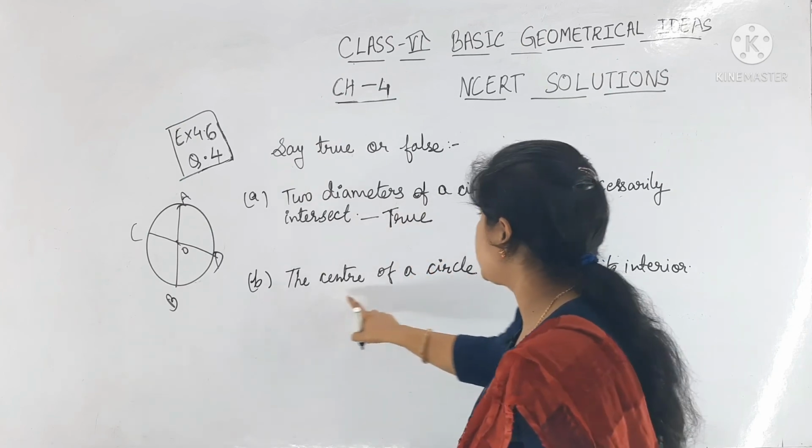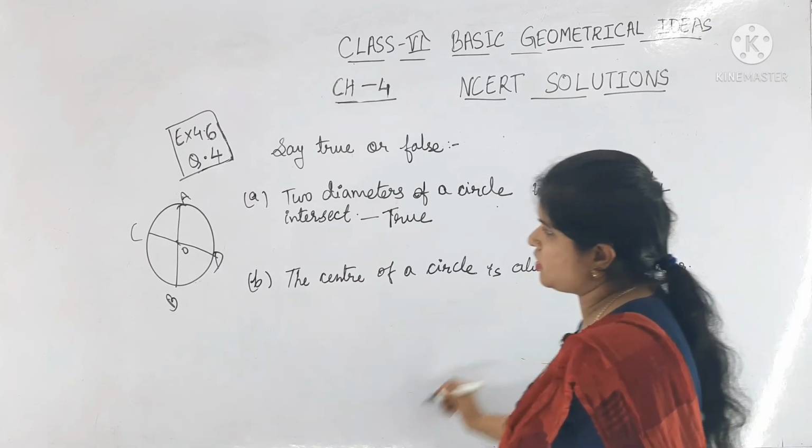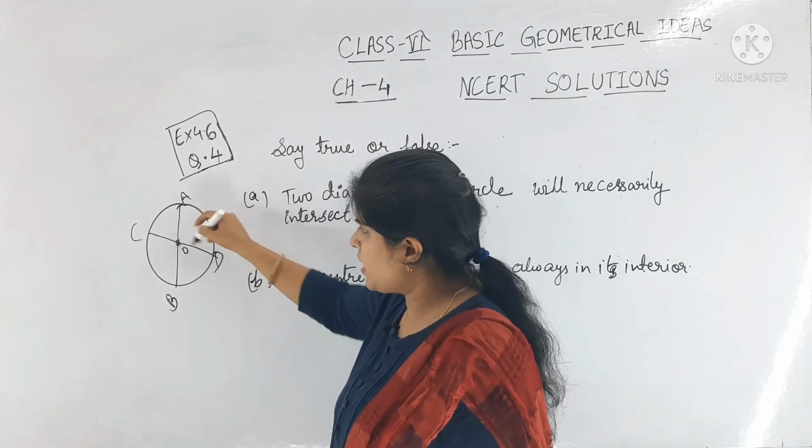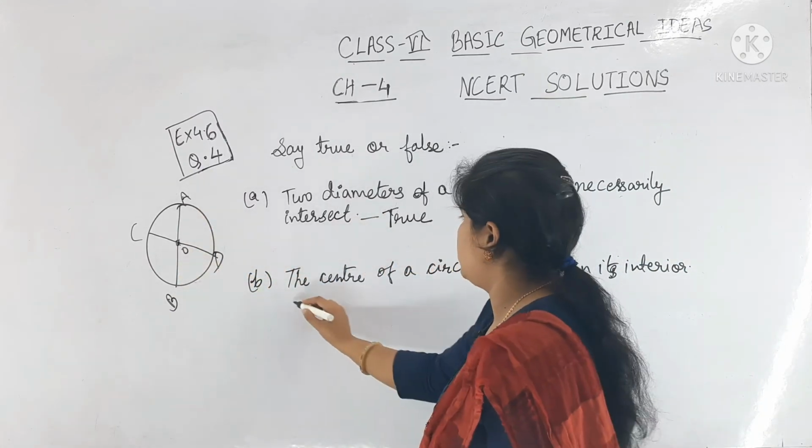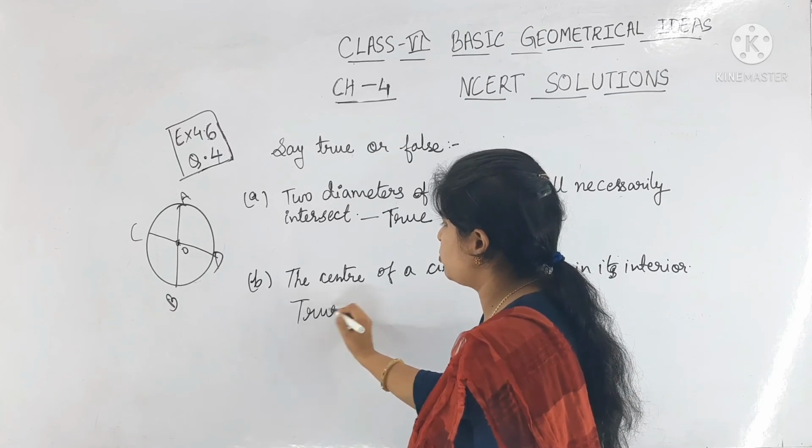Part B: the center of a circle is always in its interior. This is the center of the circle and it is in the interior of the circle. So this is also true.